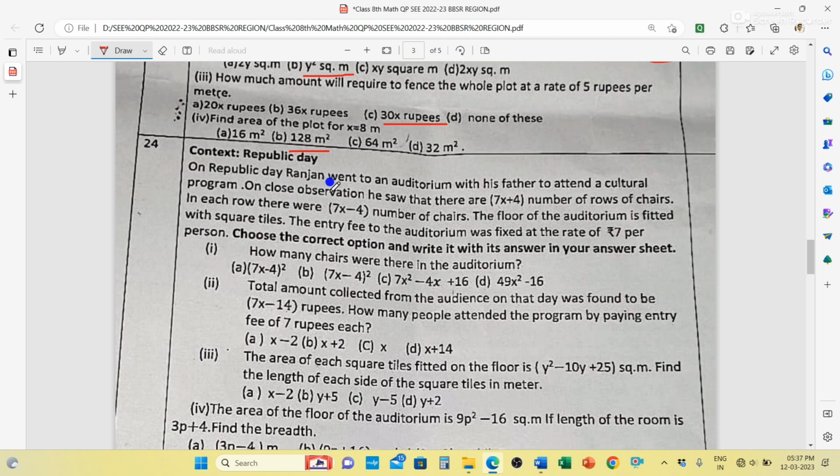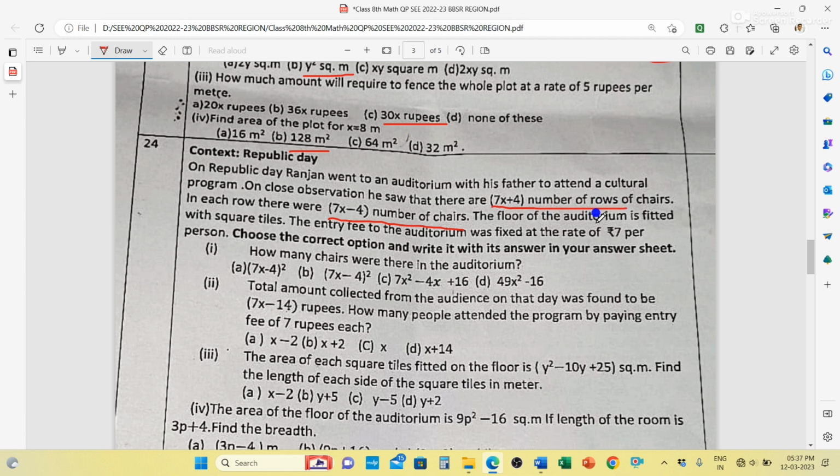On Republic Day, Ranjan went to an auditorium with his father to attend a cultural program. On close observation, he saw that there are 7x plus 4 rows of chairs. In each row, there were 7x minus 4 chairs. That means 7x plus 4 is the number of rows, and 7x minus 4 is the number of chairs in each row. You remember this.